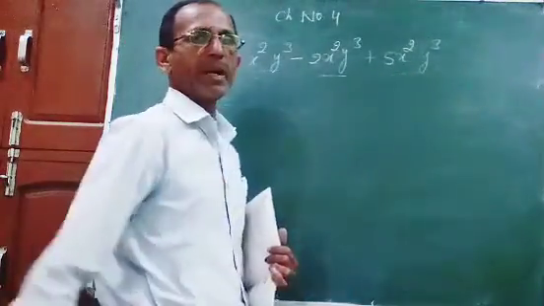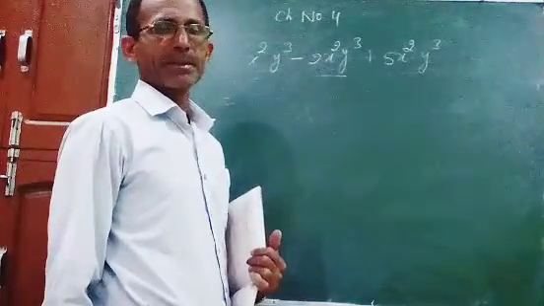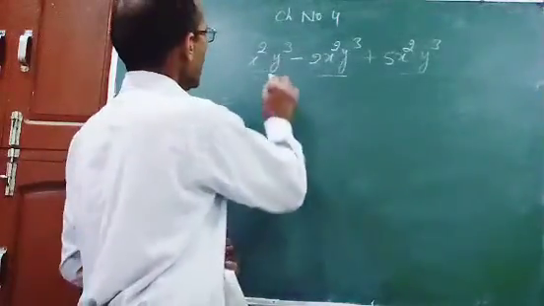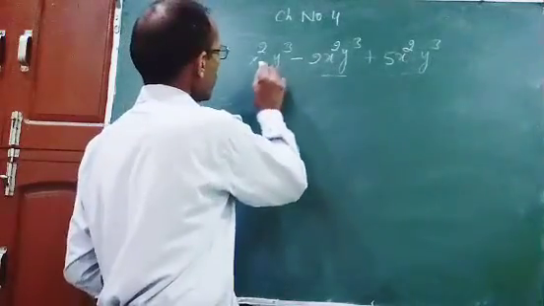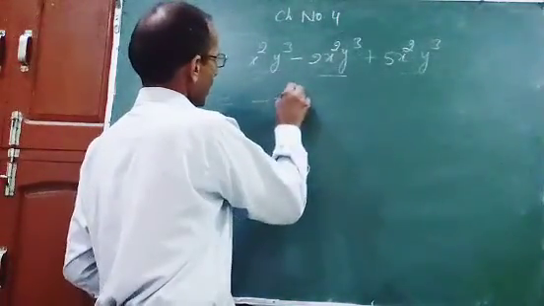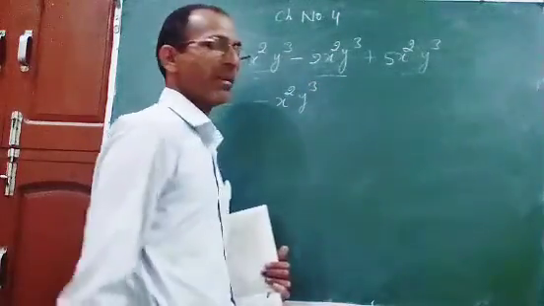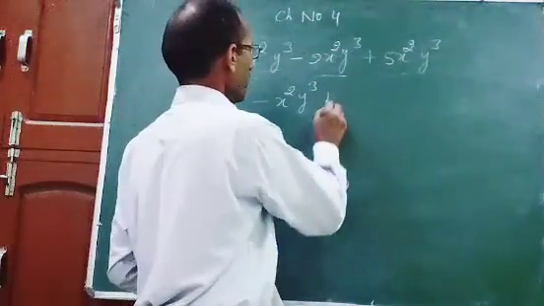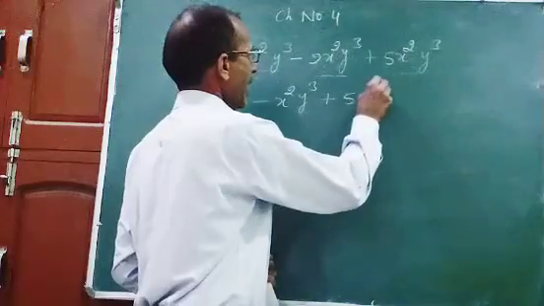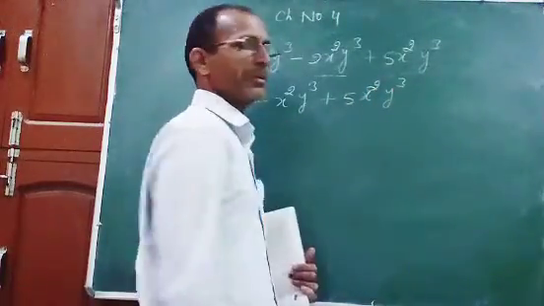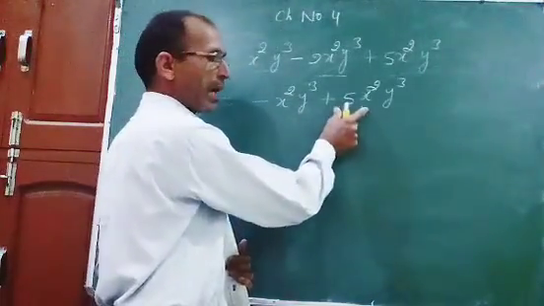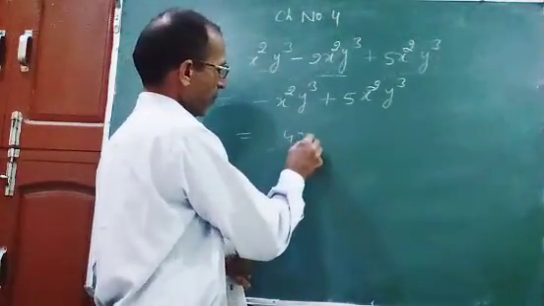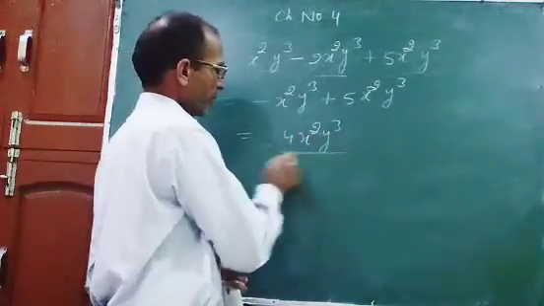x square y cube, x square y cube, x square y cube: all are like terms. So x square y cube, this also x square y cube. So minus 2 plus 1 gives minus x square y cube. Minus x square y cube plus 5x square y cube: minus 1 plus 5, so it will be 4x square y cube. So this is the result.